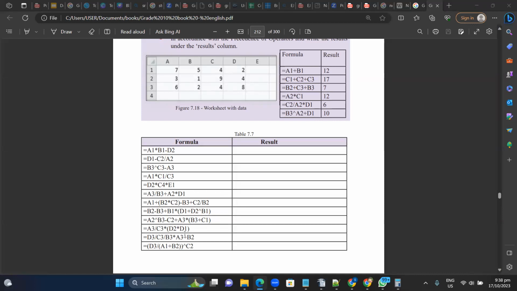D2 D1. D2 is 4, D1 is 2, so D2 D1 will be 4 into 2, 8. Then here, what is the answer? A3 C3. C3 is 4, A3 is 6. A3 C3 is 1.5. 1.5 into 8 is 12. Yeah, 12. Senuka correct. Hikma correct.